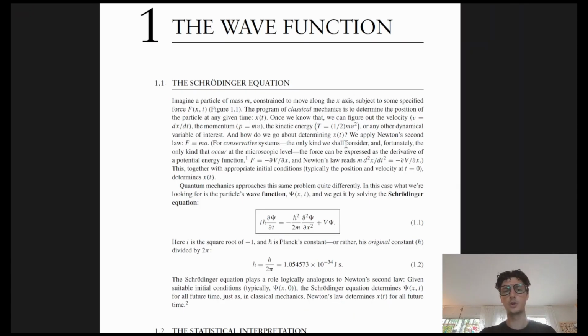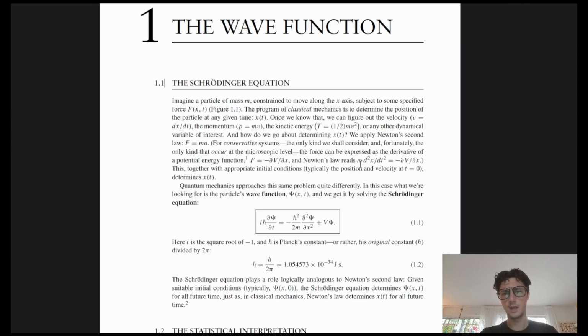And how do we go about determining x as a function of t? We apply Newton's second law, F equals ma. For conservative systems, the only kind we shall consider, and fortunately the only kind that occur at the microscopic level, the force can be expressed as the derivative of the potential energy function. F is equal to negative partial derivative of V, the potential energy, with respect to x. So negative partial V, partial x.